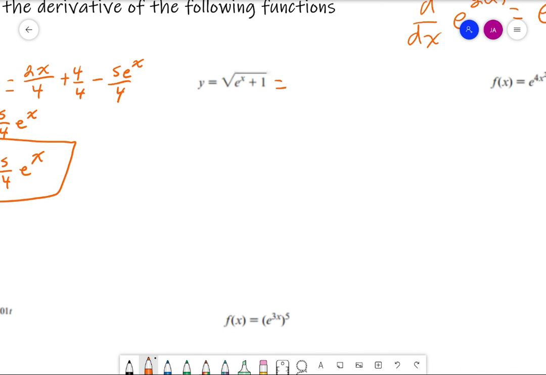This one I want to rewrite as e to the x plus 1, all to the 1/2 power. Remember that a square root is the same thing as a 1/2 power. So here we're going to have the chain rule. When I find y prime, that's going to be, via the chain rule, 1/2 times the inner function unchanged, e to the x plus 1, raised to the negative 1/2 power, because that's 1/2 minus 1, times the derivative of the inner function. The derivative of e to the x is e to the x, and the derivative of 1 is 0.